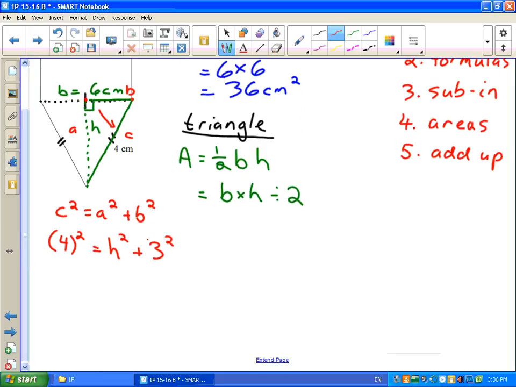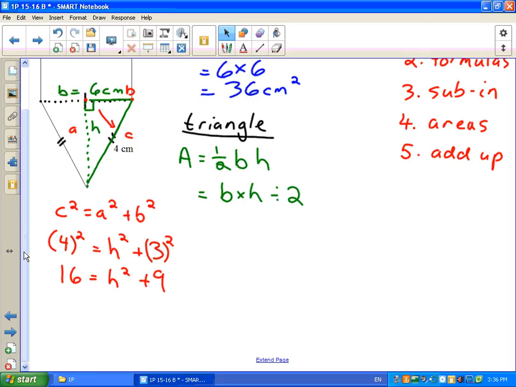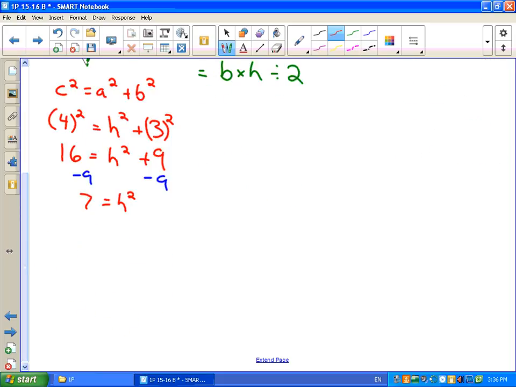So now I can solve this using the Pythagorean theorem. I'll get 16 equals h squared plus 9. I can subtract the 9 from both sides to get h squared all by itself. Subtract 9, subtract 9. And then 16 minus 9 is going to be 7. H squared equals 7. So h is going to be root 7, which, put into our calculator, is 2.65.